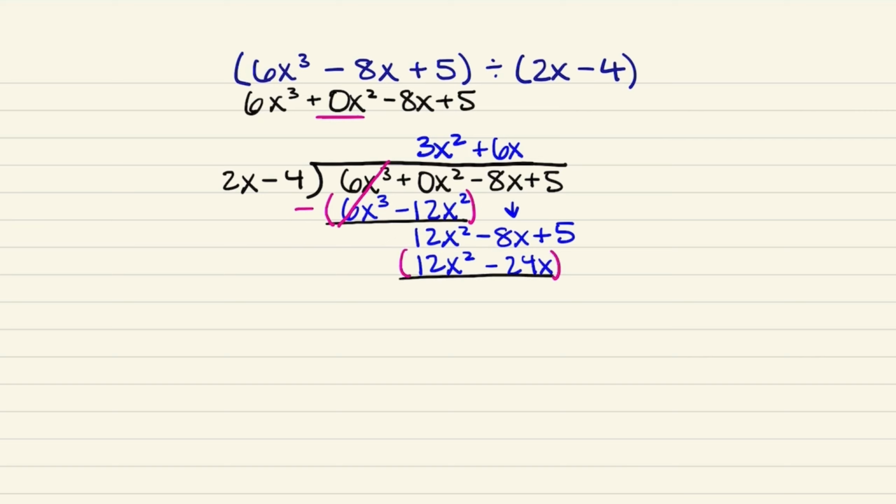Put our parentheses and minus. These cancel out. Now we have negative 8x minus negative 24x. So remember, the minus and negative turns it into plus 24x. So negative 8x plus 24x gives us 16x, and we bring down the positive 5. Now we look at 2x and 16x. What can I multiply 2x by to get 16x? That would be positive 8.